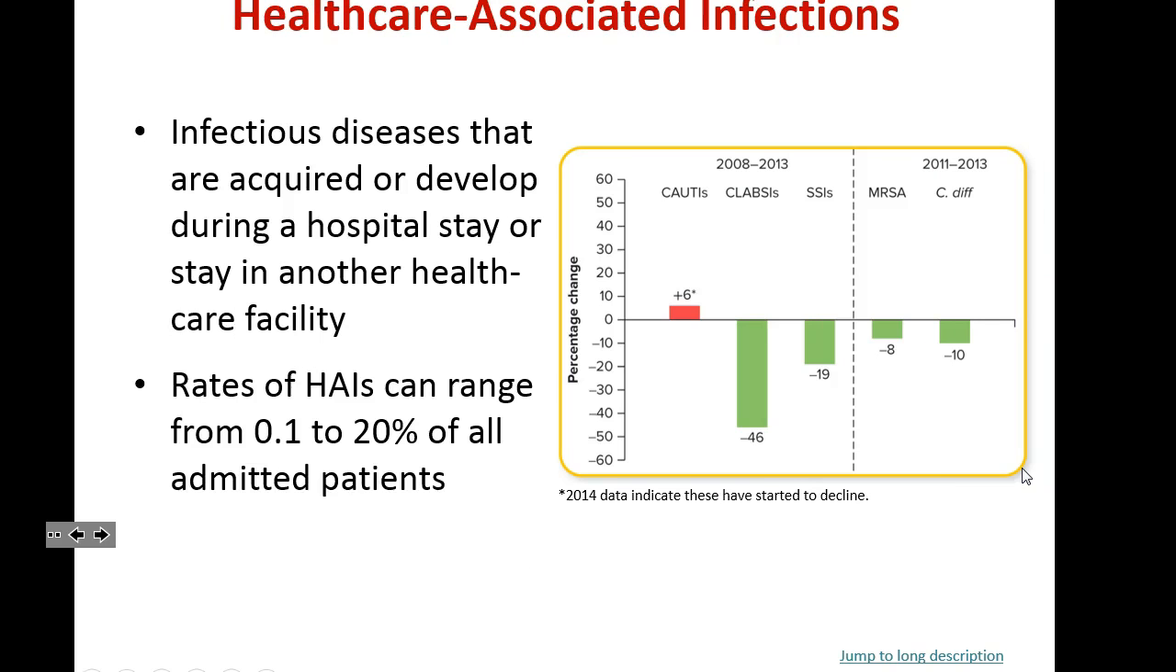Then we can have some healthcare associated infections. These are infectious diseases that are acquired or developed during a hospital stay or stay in another healthcare facility like a nursing home. The rates of healthcare associated infections can range from 0.1 to 20% of all admitted patients.